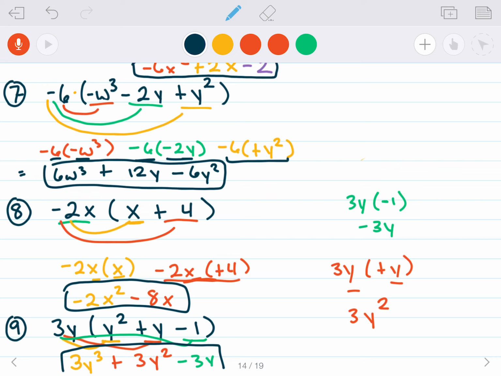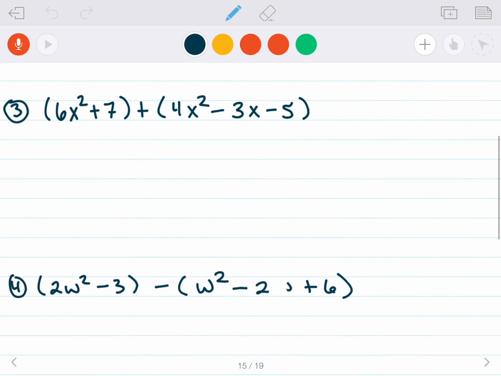I cannot combine because I have 3 unlike terms, right? All of the exponents on the y are different numbers, so I cannot combine these guys anymore. I can't add or subtract. Okay, let's do some more examples.